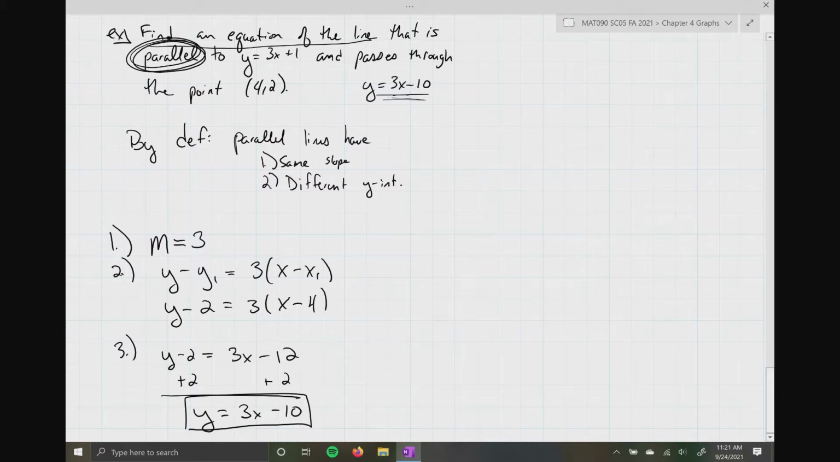So, do you want one that's parallel or would you like one that's perpendicular? Perpendicular, please. Okay, watch this. Are you watching the screen right now? Yes. There you go. Same exact problem, just find one that's perpendicular now. So the directions are the same. Find an equation of the line that is perpendicular to y equals 3x plus 1 and passes through the point 4 comma 2.